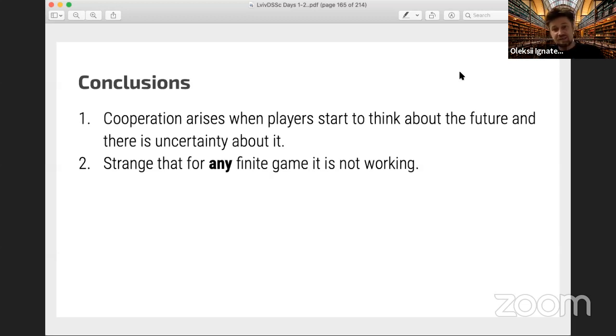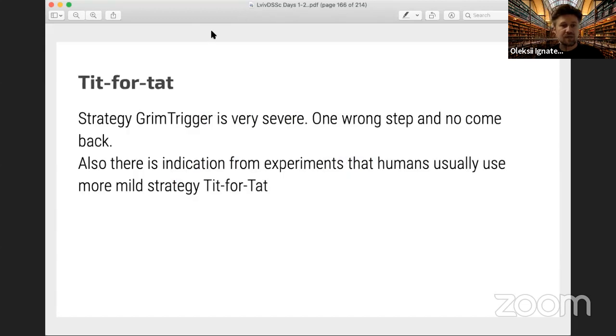What's strange is that for every finite game, arbitrarily big, this reasoning is not working, but for the infinite game, it is working. Cooperation is actually profitable if delta is large enough. But grim trigger is a very severe strategy. One wrong step and no comeback. So no returning back. And in real experiments, real people usually do not use grim trigger.